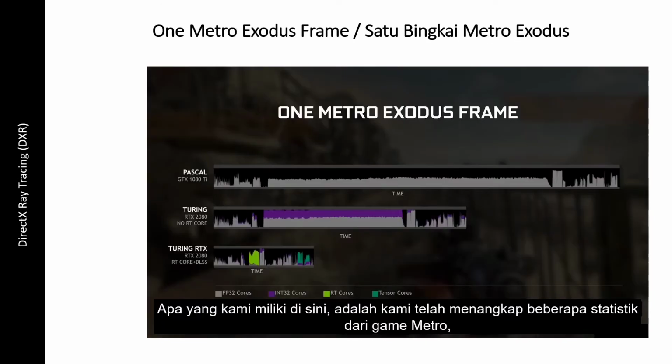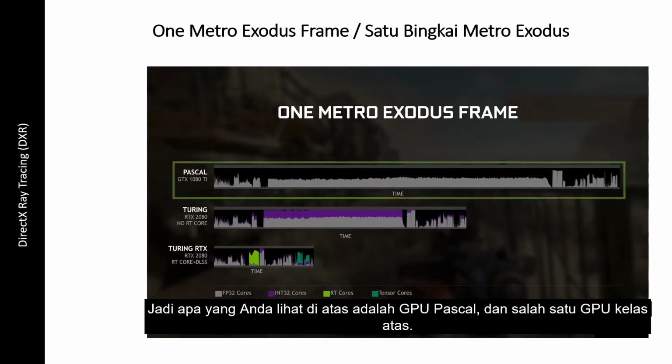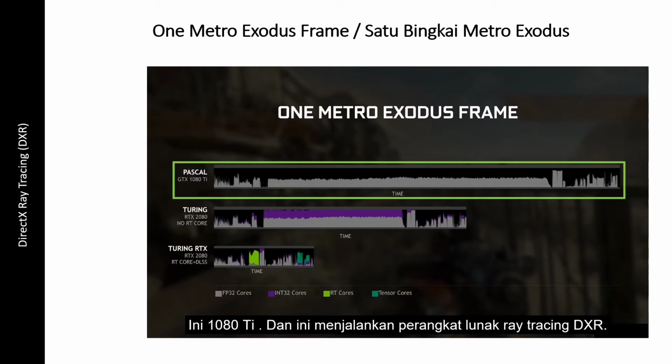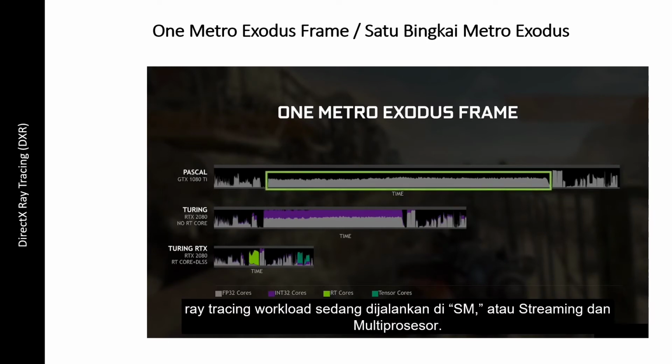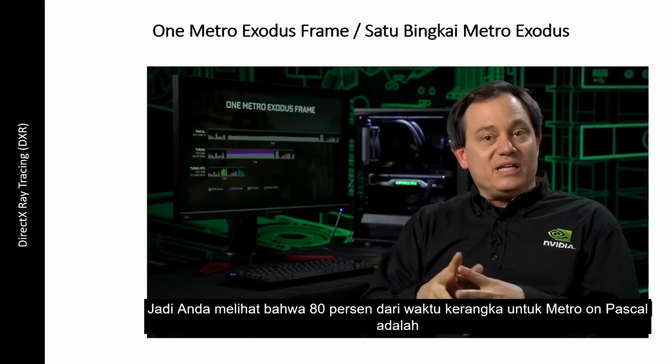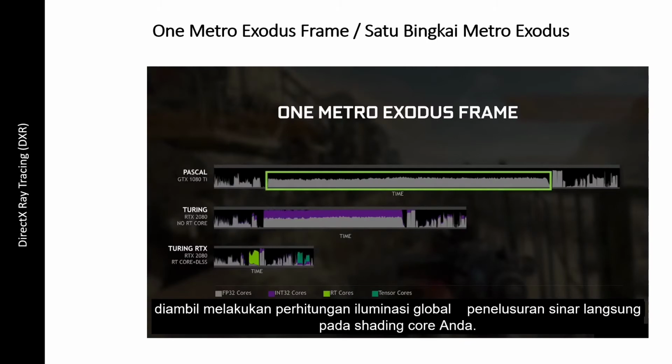What we have here is we've captured some statistics from the game Metro, and we've analyzed the behavior of that on a variety of GPUs. So what you see on the top there is a Pascal GPU, a high-end one. It's a 1080 Ti. This is running DXR, software ray tracing. That kind of long, gray, horizontal bar that you see there is ray tracing workload being run on the SM, or the streaming multiprocessor. So you can see that 80% or so of the frame time for Metro on a Pascal is taken up doing that global illumination ray tracing calculation on your shading core.